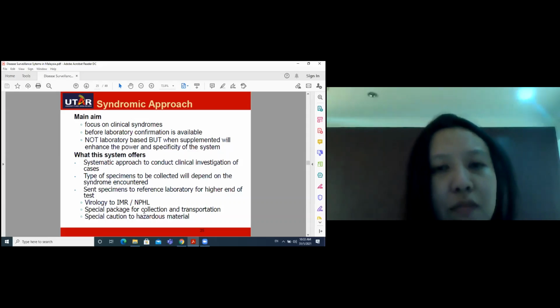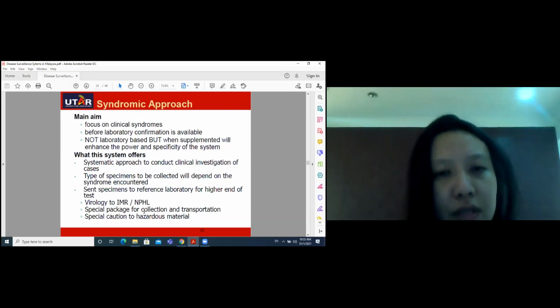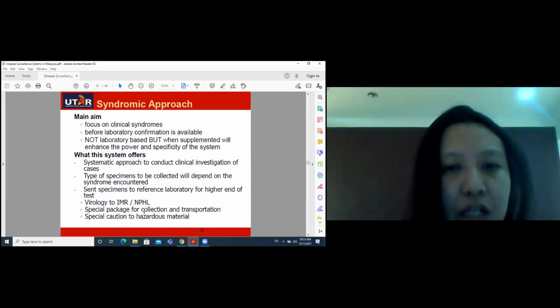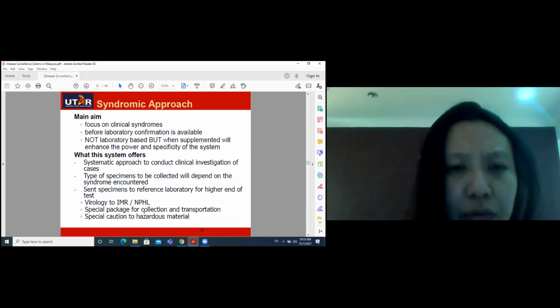They will send the specimens to the reference laboratory for higher-end tests, and also to our Institute for Medical Research. They have a special package for collection and transportation, and they will also give special attention to hazardous material.